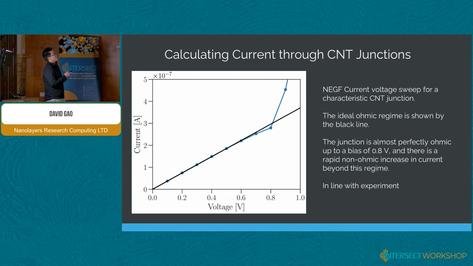So we can continue to benchmark all our results a little bit more because some of these nanotube junction conductivities have been looked at. We simulate a prototypical one and just do a voltage sweep all the way up. And we find that the contacts are basically ideal ohmic. So the black line is ideal ohmic, and we have that until about 0.8 volts. And then there's a rapid non-ohmic increase that goes up to the roof after this point. And this, interestingly enough, is in line with experiment. So that's a really good sign that we've done something right, at least.